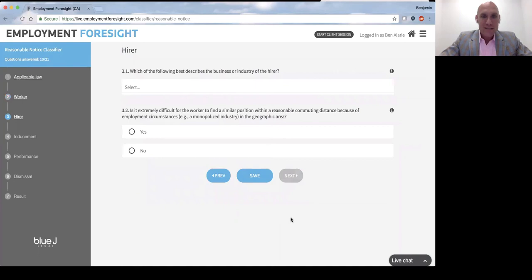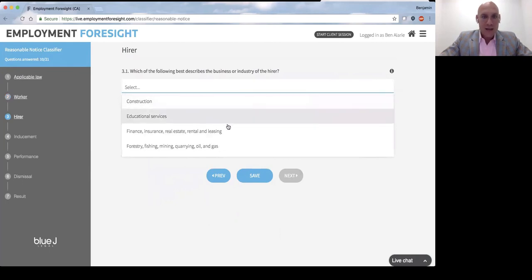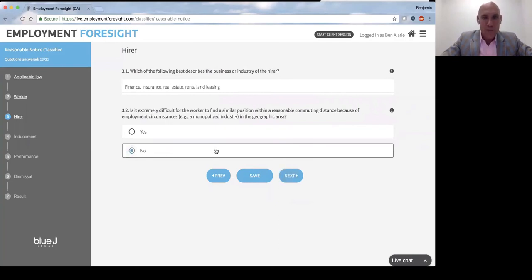Which of the following best describes the business or industry of the hirer? So these are all the usual Stats Canada industries here. Finance, clearly we're talking about a bank. So finance, insurance, real estate, rental, and leasing is the best match. In this circumstance, is it extremely difficult for the worker to find a similar position in this geographic area? Well, we have Laura on these facts working in Toronto, and Toronto has all kinds of banks and financial institutions and law firms. So I'm going to answer no. It would not be extremely difficult.